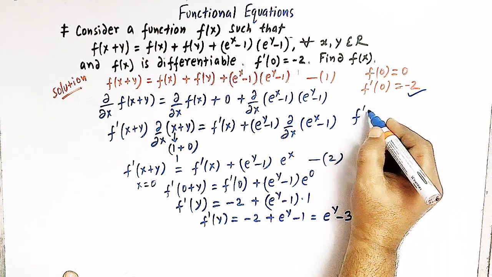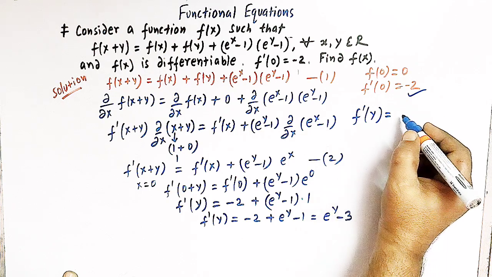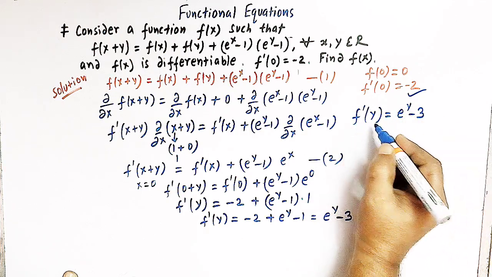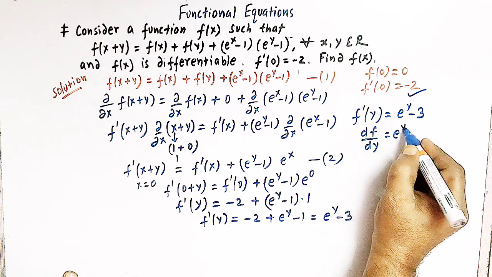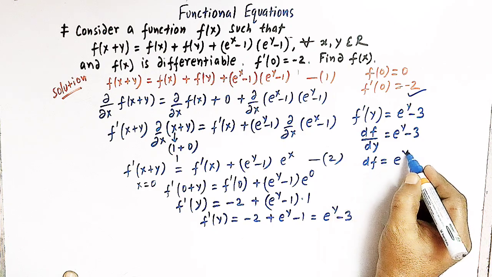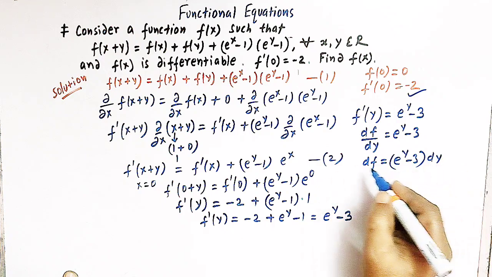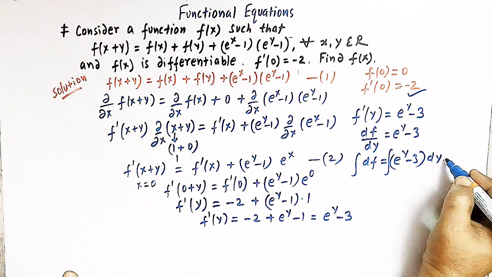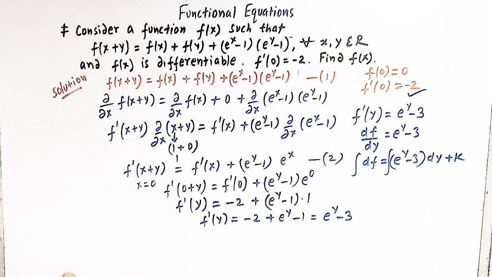So now we have this important differential equation, that is f prime of y is equal to e raised to y minus 3. Now this can be written as df over dy is equal to e raised to y minus 3. We can now write df is equal to (e raised to y minus 3) dy. Now integrating both sides with respect to y, and k is the constant of integration, right?